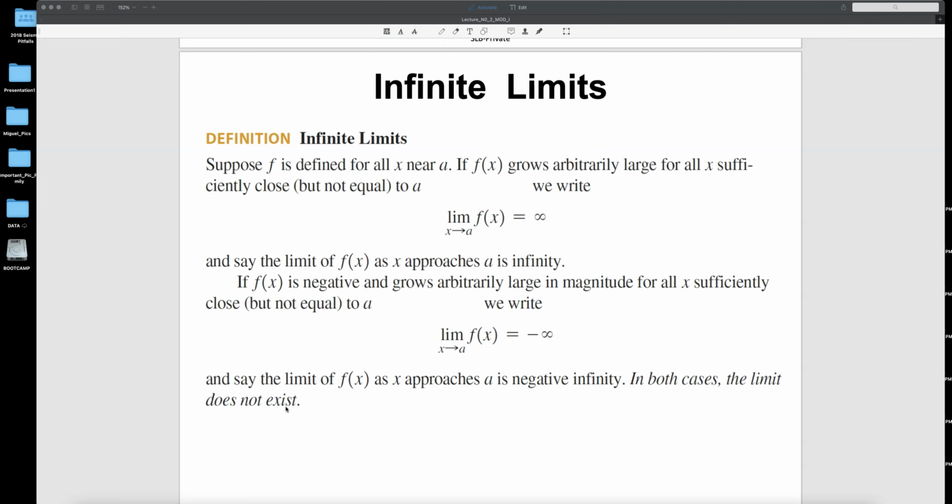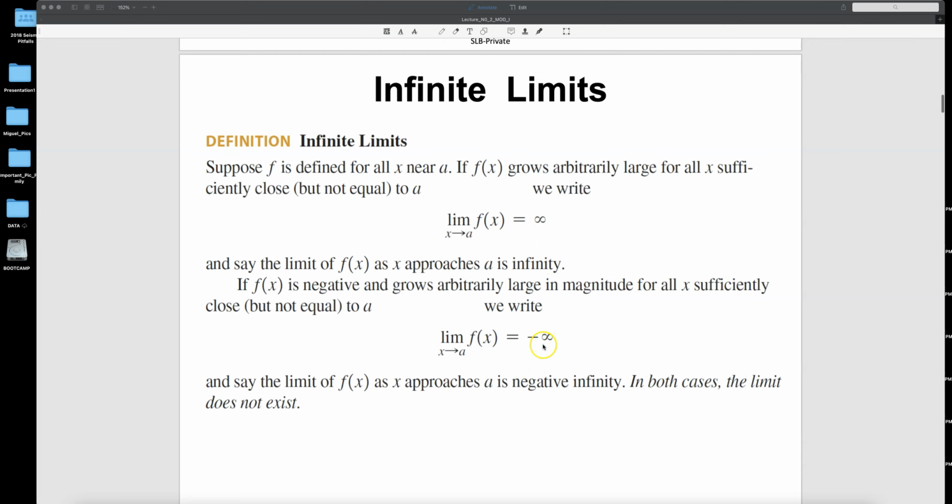I want you guys to keep that in mind. This is only a notation. This is not a number. This is not a real number. Neither this one. It's a symbol that is telling you that anytime in that limit, the function is going to be larger, larger, and larger. Okay? Perfect. Well, this is the definition for infinite limits.